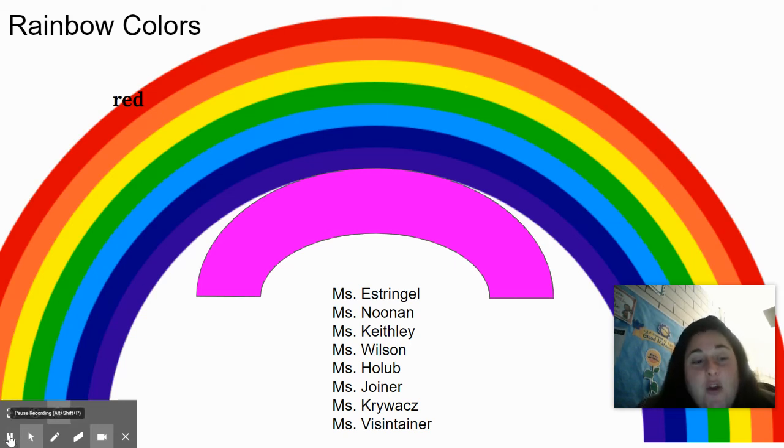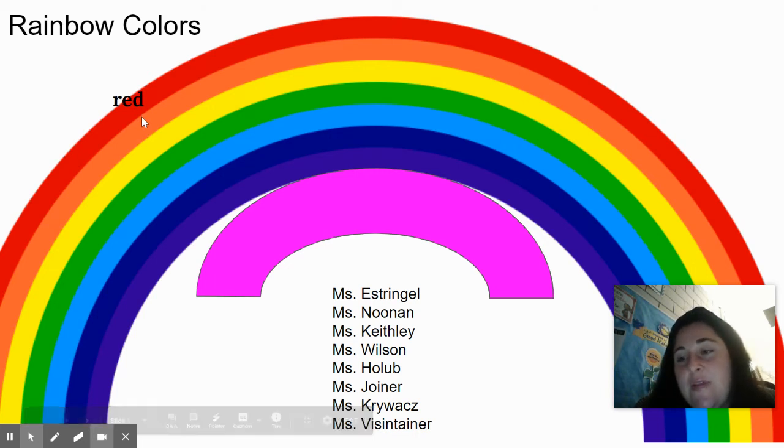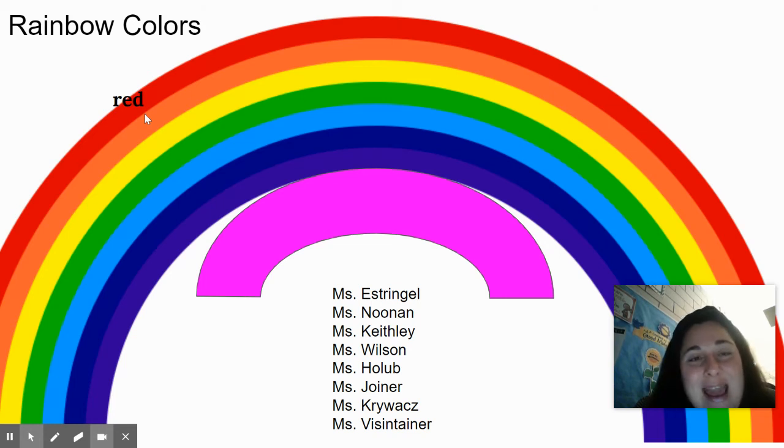So today, your assignment is to draw your very own rainbow and label it. So as you can see, I labeled red right here. And if you don't know how to spell it, that's okay. You can just put the letter that you know, because good scientists, what? Label. That's right. They label their diagrams.